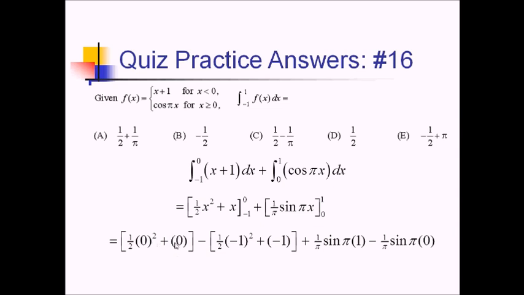So this first bracket just comes out to 0. For this next one, this ends up being, let's see, this is just a positive 1. So we've got 1/2 minus 1. That's a negative half inside, but we're subtracting it, so it's actually a positive 1/2. And then over here, sine of pi is what this is. That ends up being 0. Sine of 0 also ends up being 0. So when the dust settles, only 1/2 is left, which is choice D.